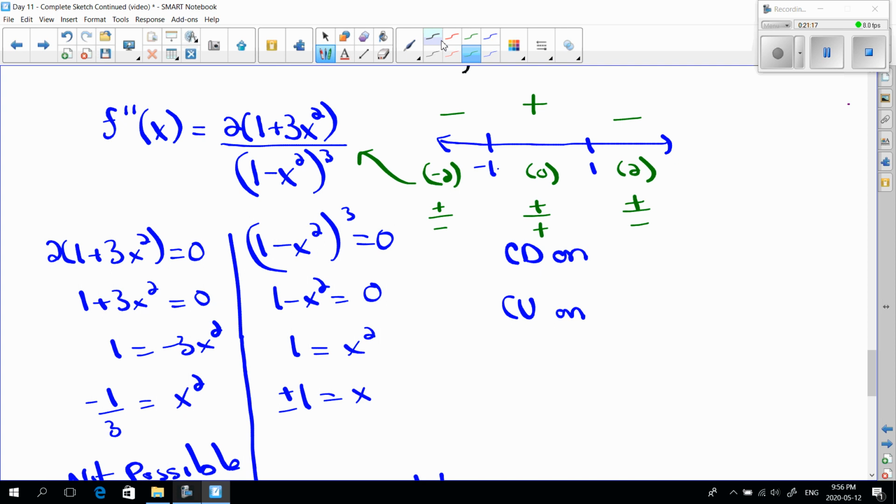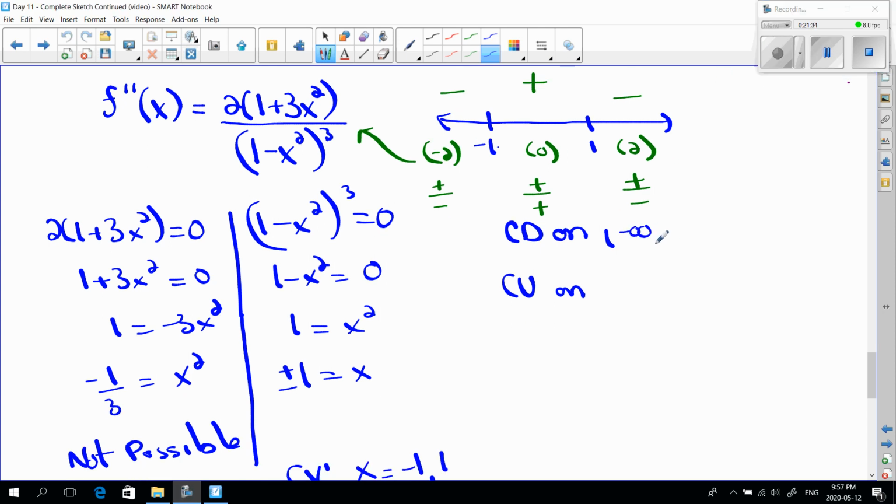All right. Concave down on the intervals with negative signs above them. So from -infinity to -1. And on the interval from 1 to infinity, okay? It is concave down on those two spots. It's concave up on this interval with the plus sign above it, from -1 to +1.